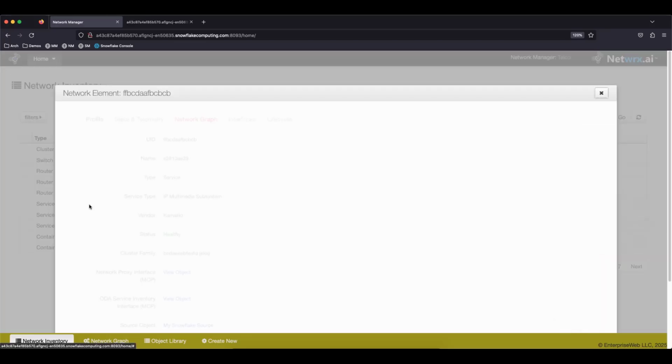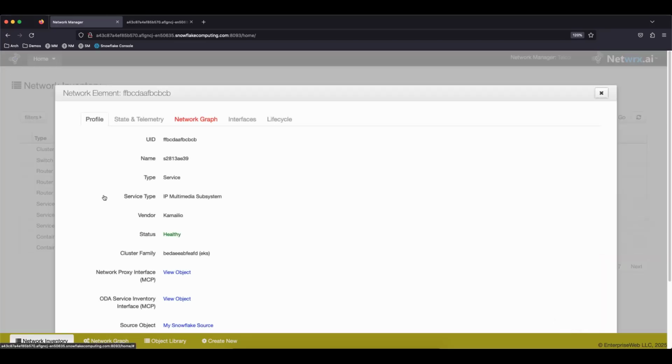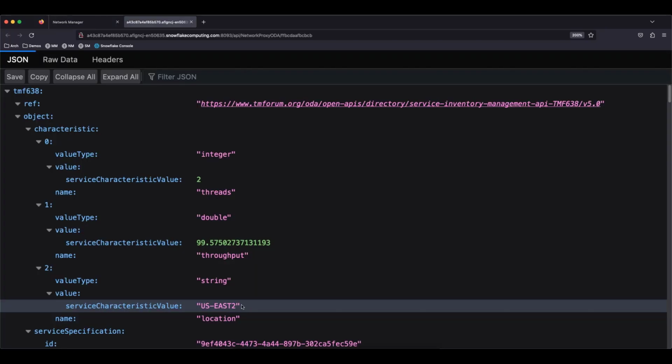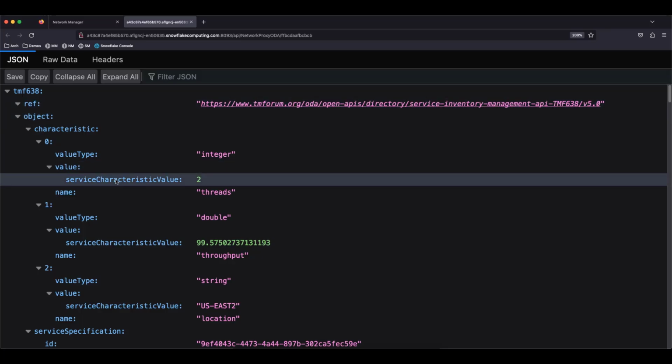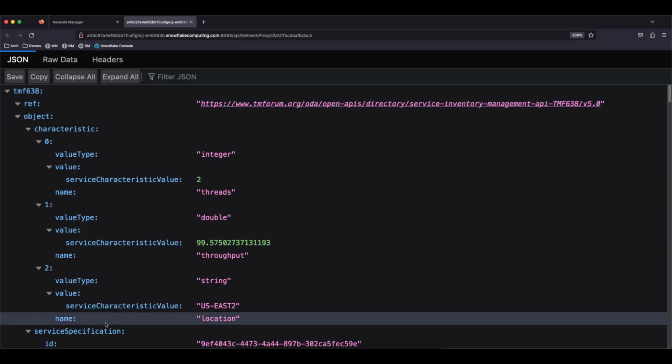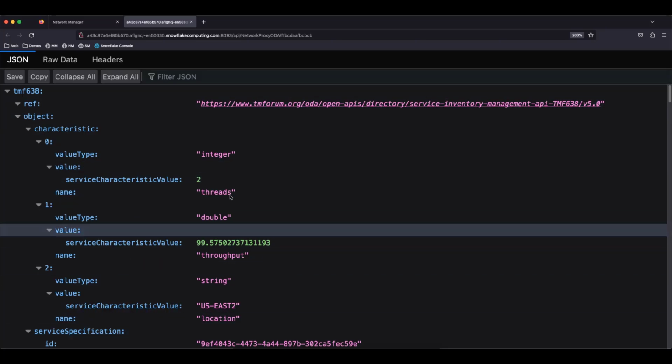If we click into any one of them, the system auto-filled properties and attached a set of interfaces to this object. If we pop into the MCP interface that it's going to expose, we can see ODA and Open API specific elements here, things like service characteristics, service specification, and so on, all per the TM Forum specs.